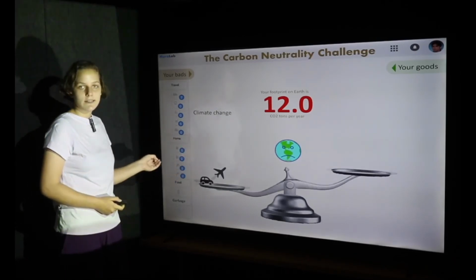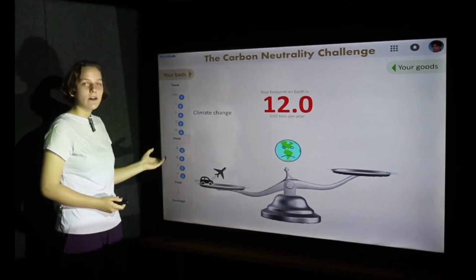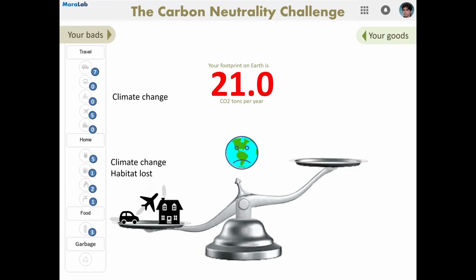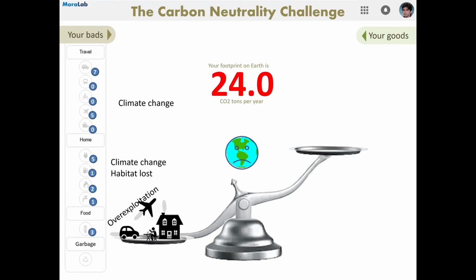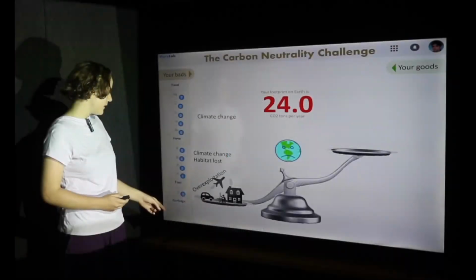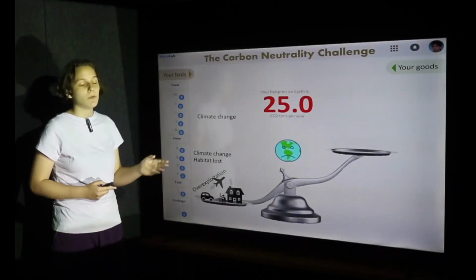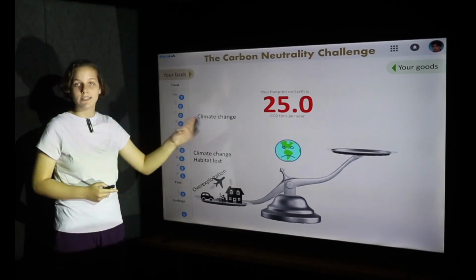Now let's move on to things that you do at home. So for electricity, on average, you'll produce 5 tons of CO2 every year. For gas, 1 ton, oil, 2 tons, and water, 1 ton. That brings up your total to 21 tons of CO2. For your food, you're going to produce 3 tons of CO2, and then for garbage, that is going to be 1. So as you can see already, the average American will produce 25 tons of CO2 every single year.